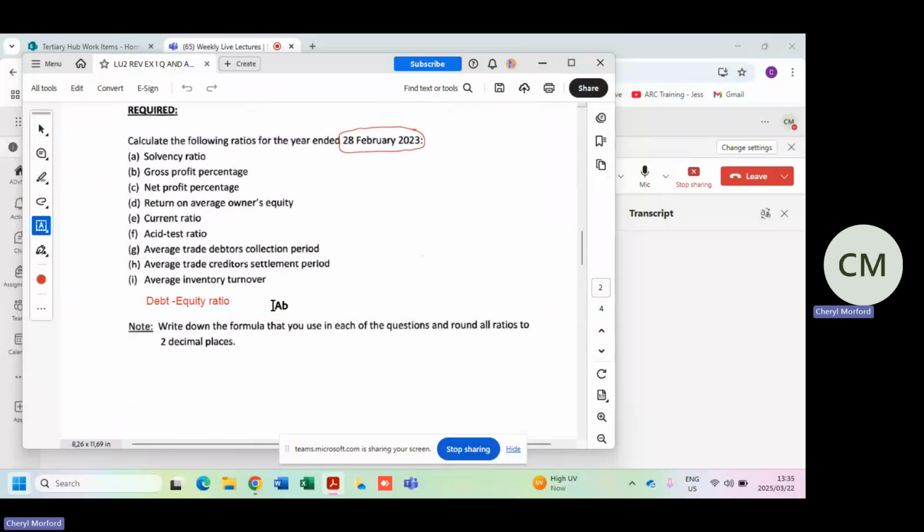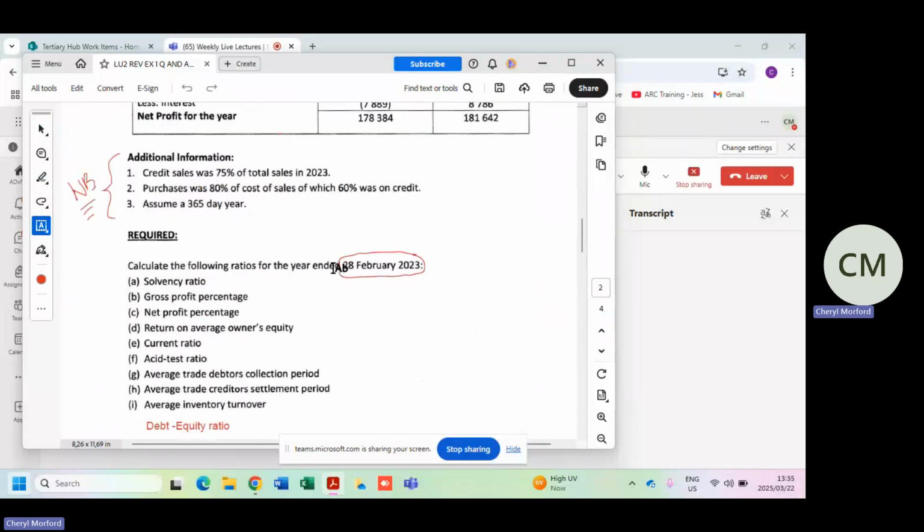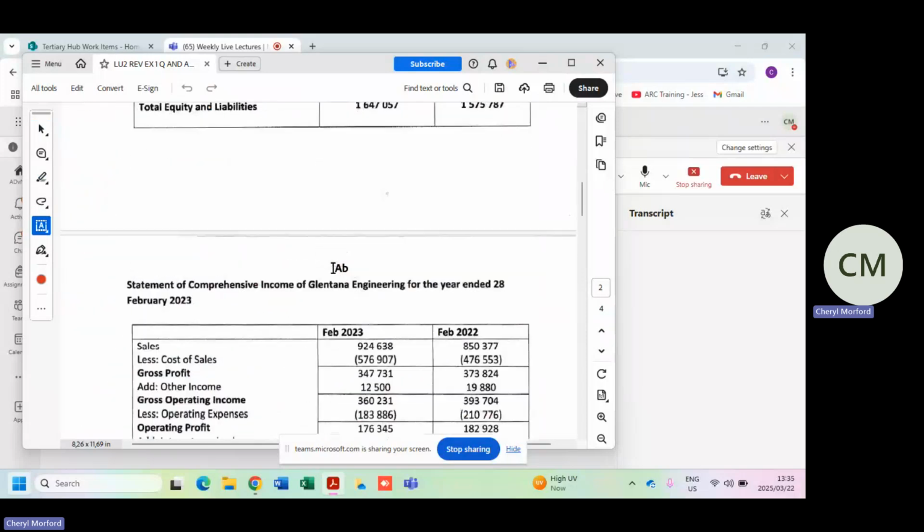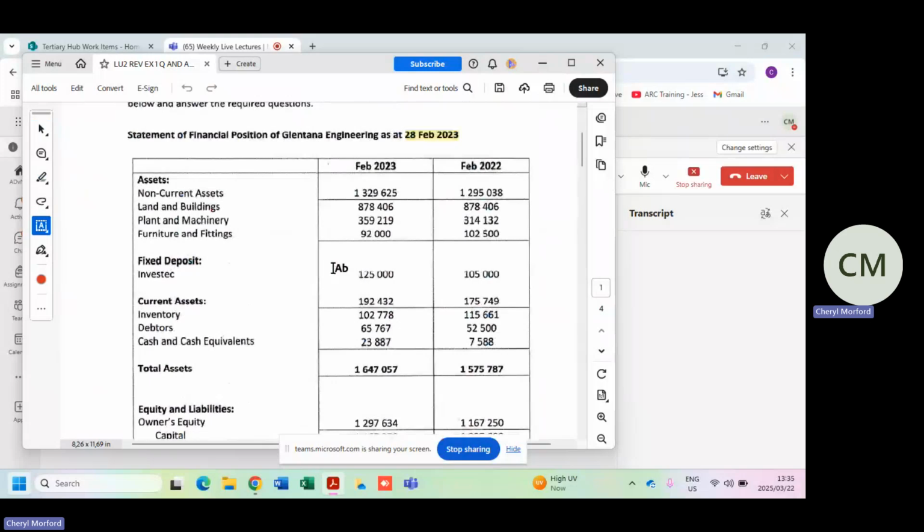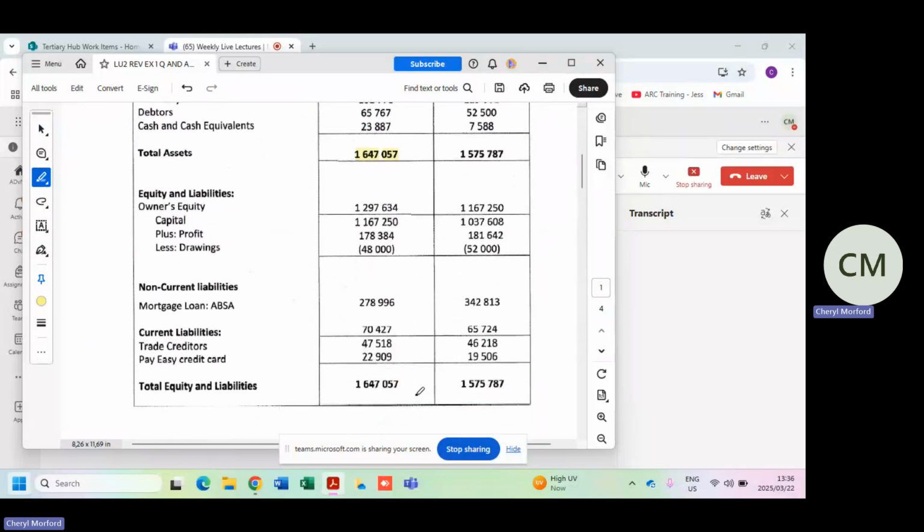This one is looking to see how many assets there are compared to liabilities. So we must look at total assets and total liabilities. That means that we've got to look at the balance sheet because that's the correct statement. Income statement won't help. So let's have a look here. The total assets as at February 23 are 1.647 million. Now, I need to tell you to be careful here.